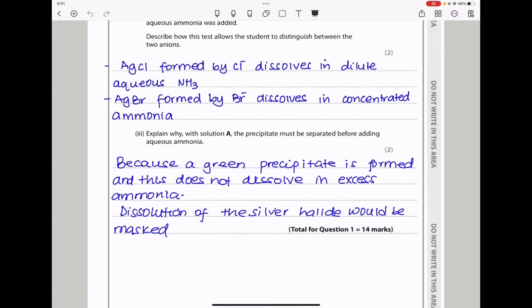And the next part says, explain why with solution A, the precipitate must be separated before adding aqueous ammonia. This is because you remember it was a green precipitate. This will not dissolve in excess ammonia. Also, the dissolution of the silver halide is going to be masked by the green color. So this brings us to the end of question 1. Let's continue to question 2.